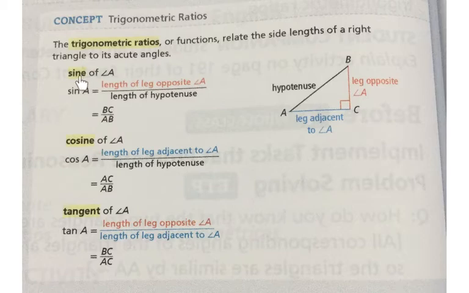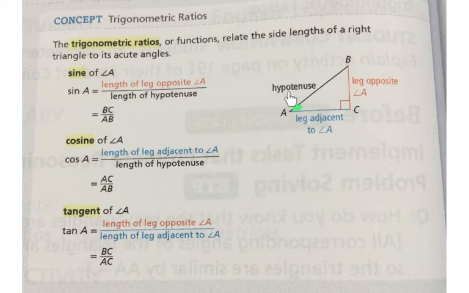So the first one is sine from angle A. And so the way that we write sine of angle A is we will write sin A. Right, that's how I know I'm looking at sine of A. So because I'm at angle A, I'm going to be here in this corner. That's angle A, that's where I'm at. It tells me sine of A is the length of the leg opposite A over the length of the hypotenuse.